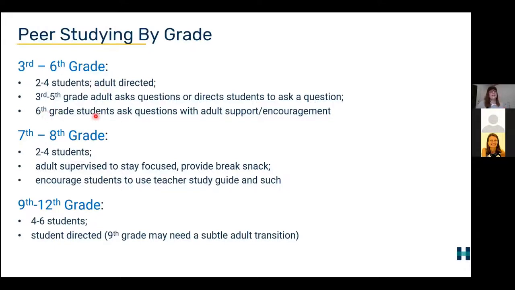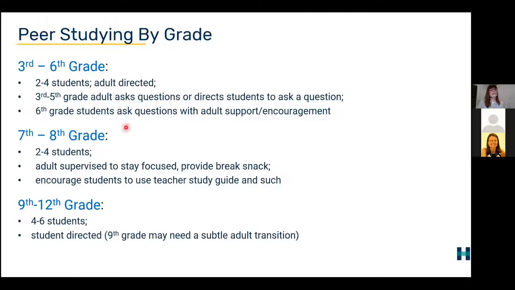In sixth grade, you might have the parent there, but still ask the student, what can you study next? What can you read over? Which notes might you want to talk about together? So there has to be parent supervision.